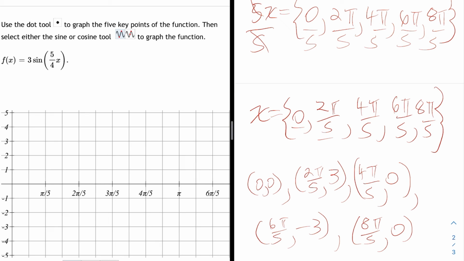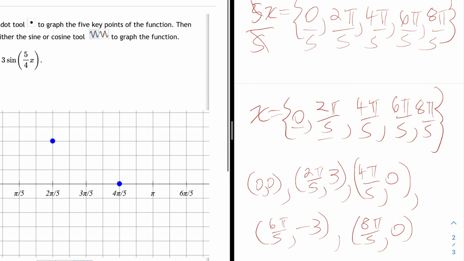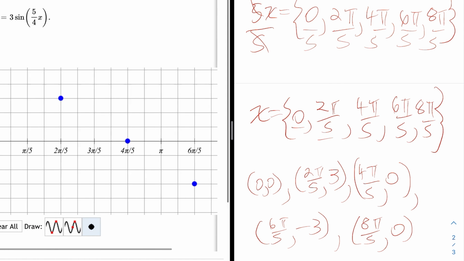I'm going to select the dot tool, and I'm going to graph those 5 points. So 0, 0 is one of them. Then another one is 2 pi over 5, 3. Then yet another one is 4 pi over 5, 0. Then I have 6 pi over 5, -3, which is here, -1, 2, 3. And then I can scroll over to the last one, which is 8 pi over 5, 0. So those are the 5 key points.